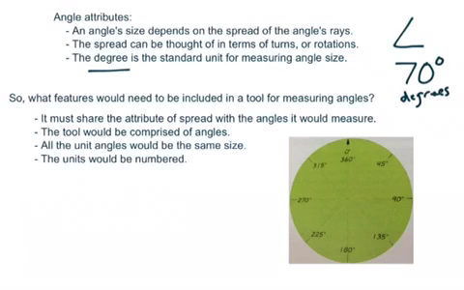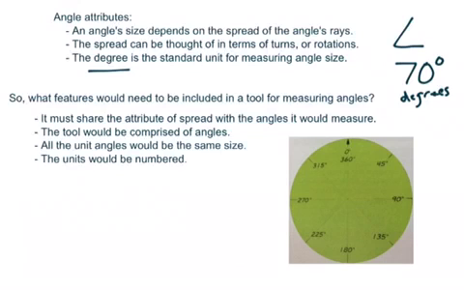And I hope you knew that Max is not okay to use a ruler to measure angle size. That definitely does not work. That's for line segments or other things that are talking about the length or the width, but not angles. All right, so what features would need to be included in a tool for measuring angles? Well, there's a few things. It must share the attribute of spread with the angles it would measure. So we can't use a ruler because it doesn't share the attribute of spread. There is no angle for that, right? That's not what that ruler is used for.